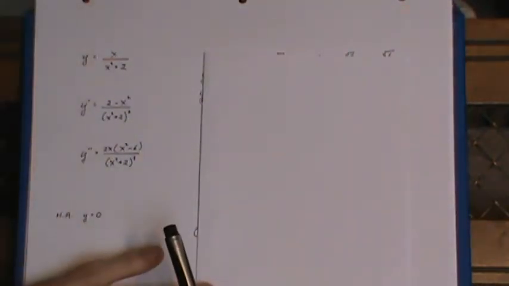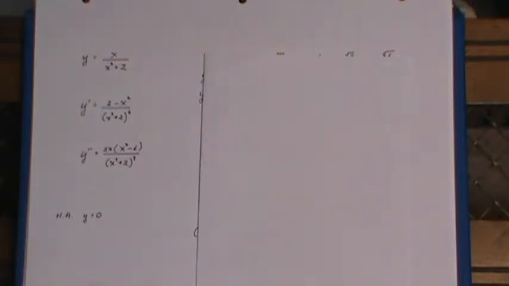Now, the second example is a little more complicated. Notice the denominator of this is never 0, so we don't have to worry about any vertical asymptotes. However, because the power on the bottom is higher than on the top, we have a horizontal asymptote of y equals 0. Once again, I have the first derivative and the second derivative.